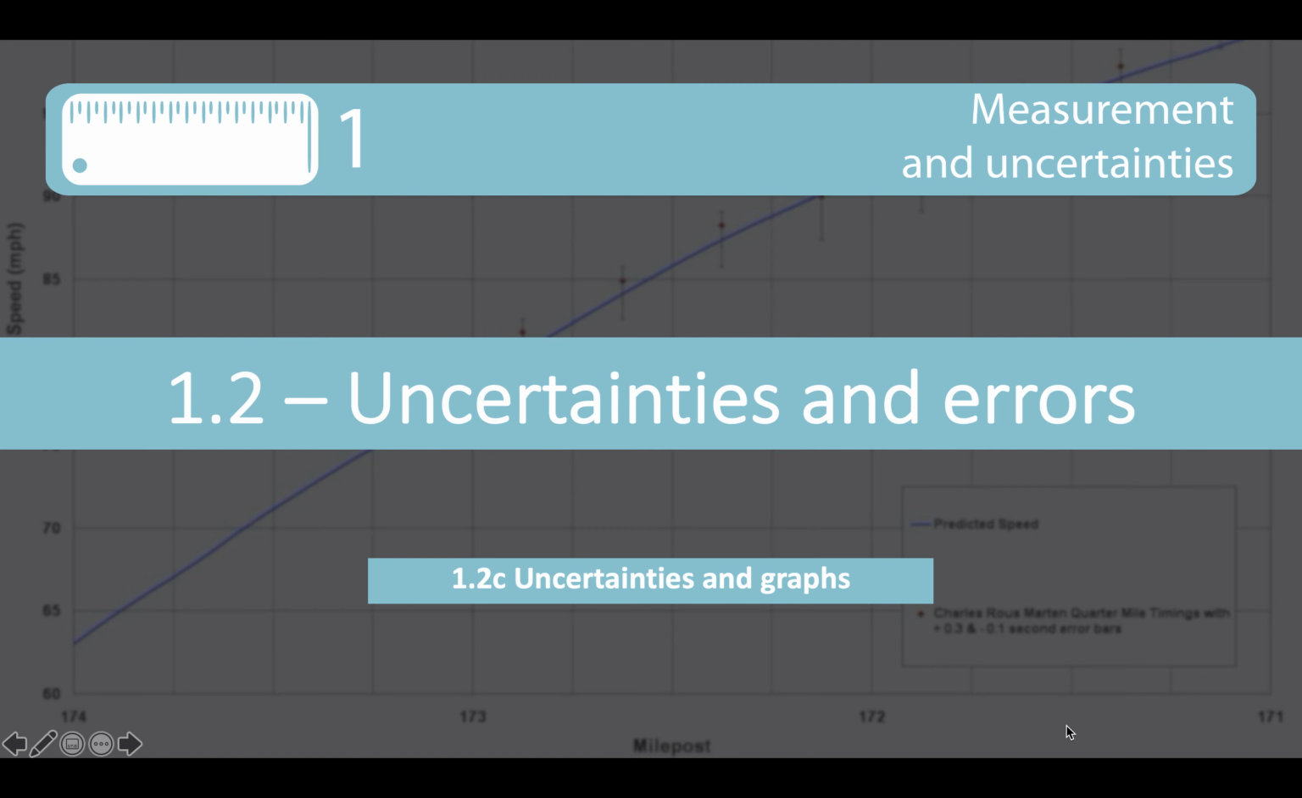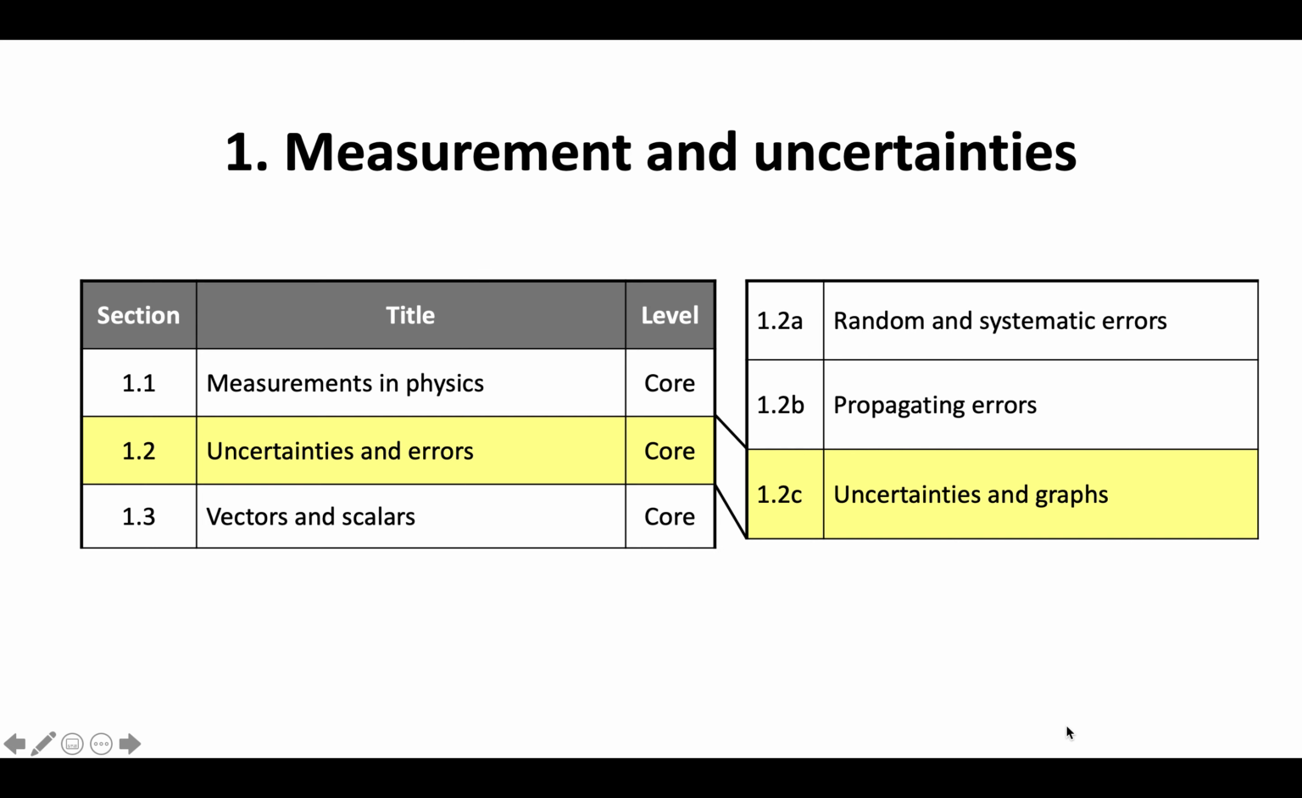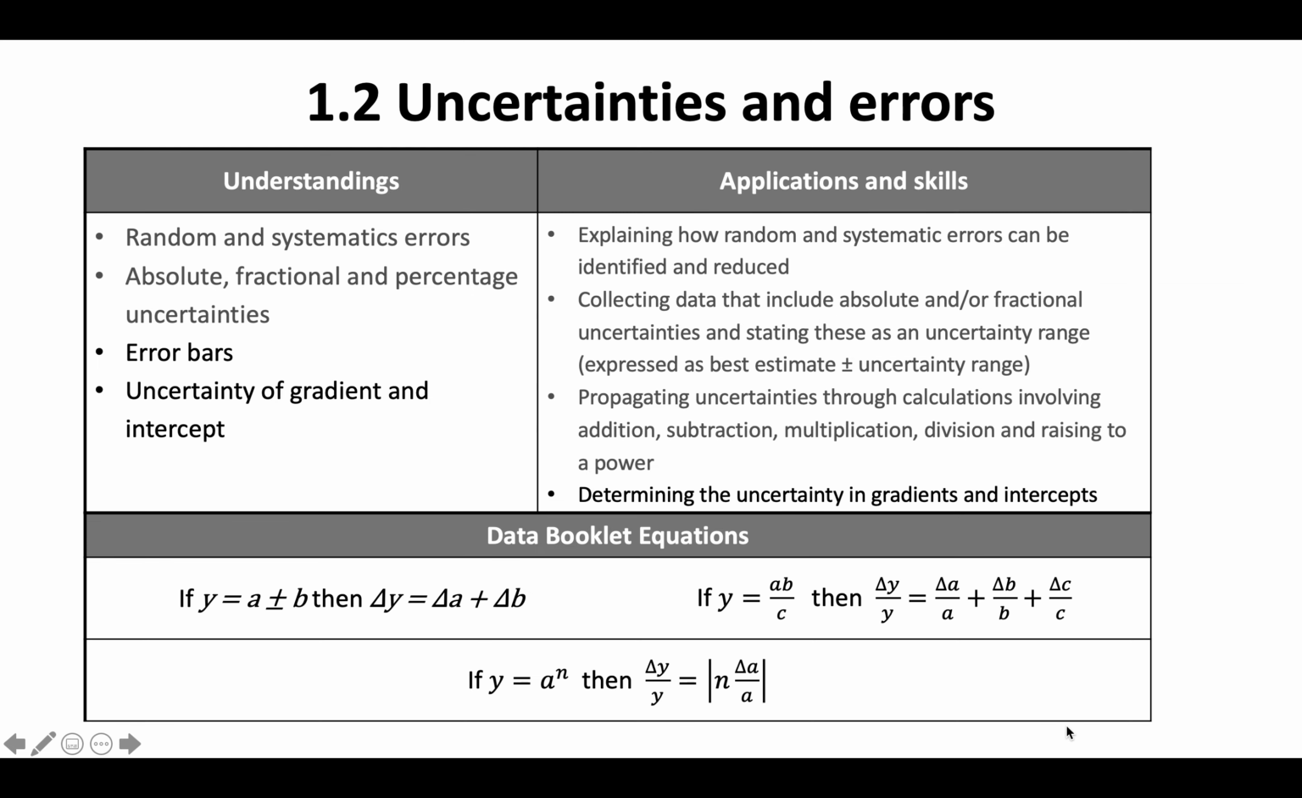Hi, in this podcast we're going to look at uncertainties and graphs. So how can we express uncertainties when we're graphing our data, and how can we actually use those graphs to process in part some of our uncertainties? And this is the last part of uncertainties and errors, and we will be relating it back to our continuing example of the pendulum.